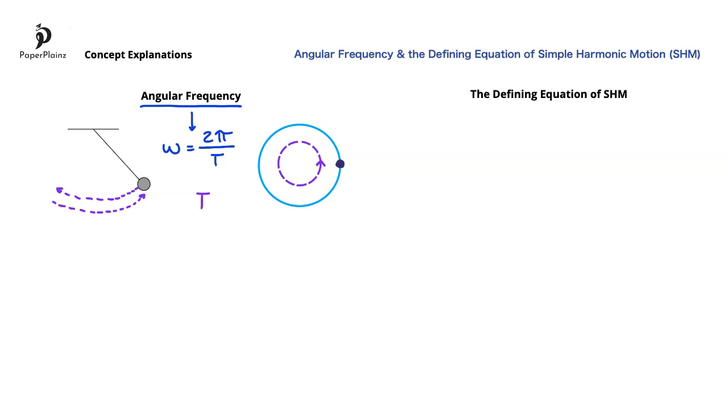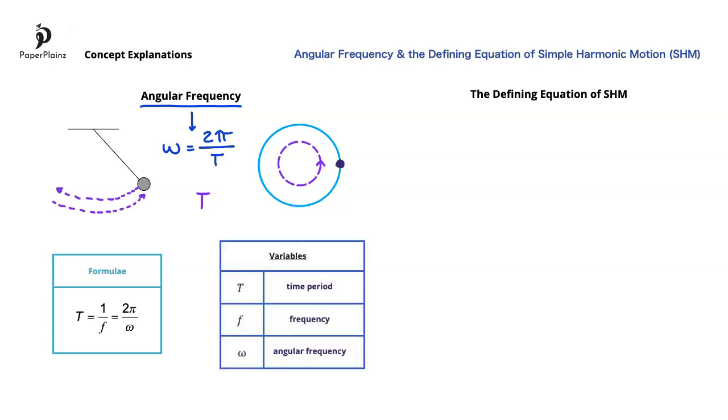The unit of angular frequency is 1 over second, which is the same as the hertz, hence the name angular frequency. Also, it would not make much sense to call this quantity angular speed for simple harmonic motion, because an object oscillating with simple harmonic motion does not move at a constant speed. These are the formulae that relate angular frequency with the time period and with frequency, and these are the variables in these formulae.